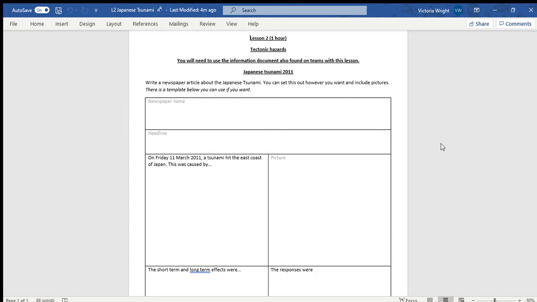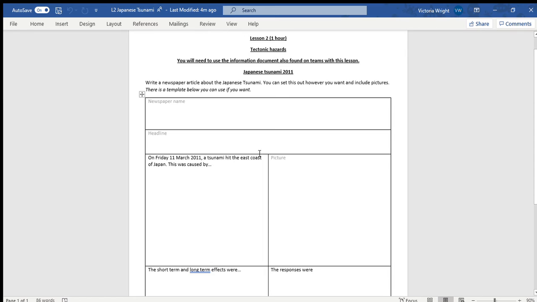Okay, so I'm going to talk through lesson 2 now, which is about the Japanese tsunami that happened in 2011. So this was really significant when it happened. It was all over the news for ages. It was one of the worst disasters that have kind of happened in my lifetime. In your lifetime as well, you just won't remember it.